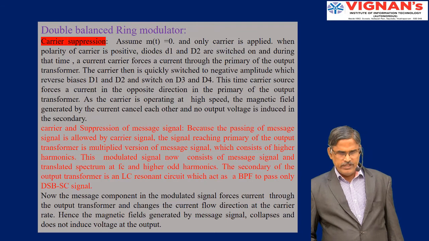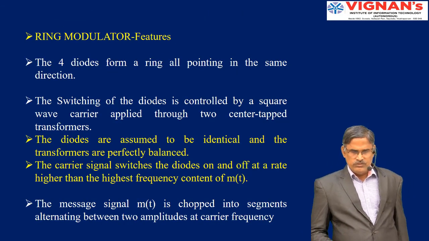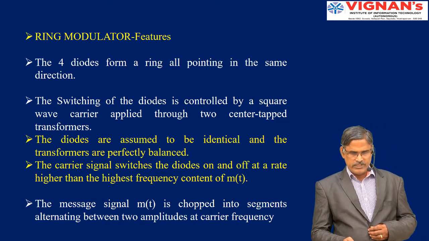So this way we are able to generate DSB-SC by two methods. The switching diodes are controlled by the square wave carrier applied to the center tap transformer.